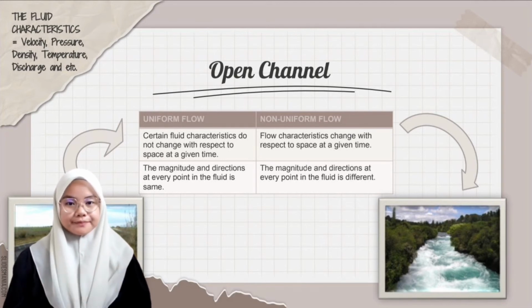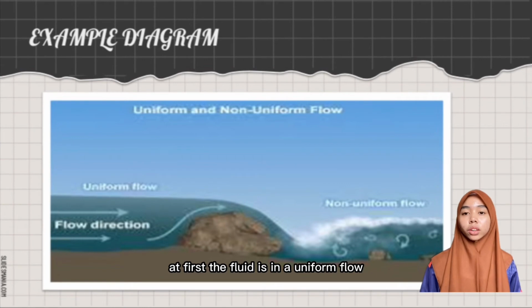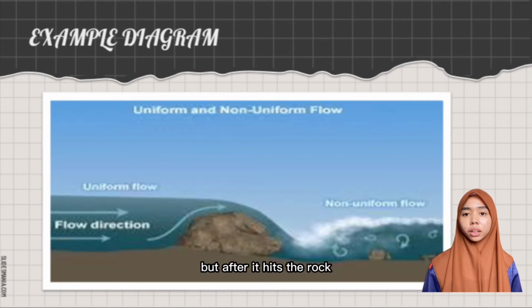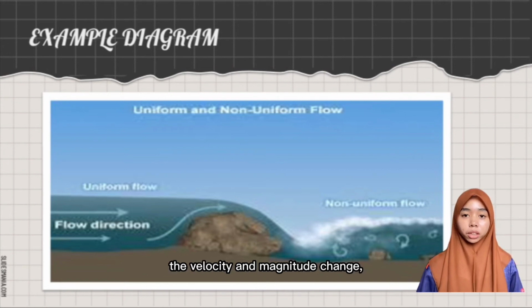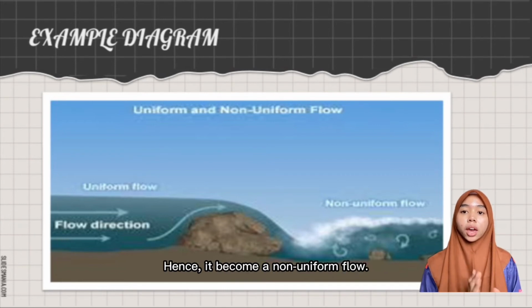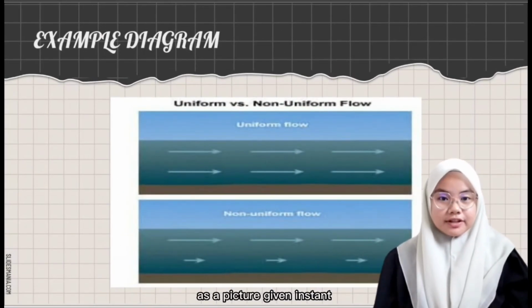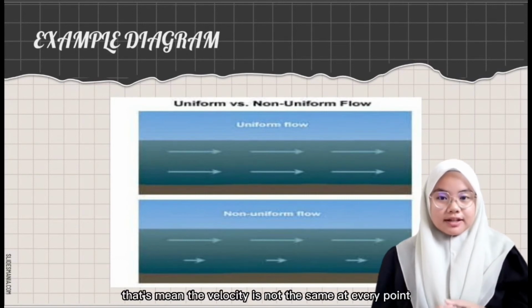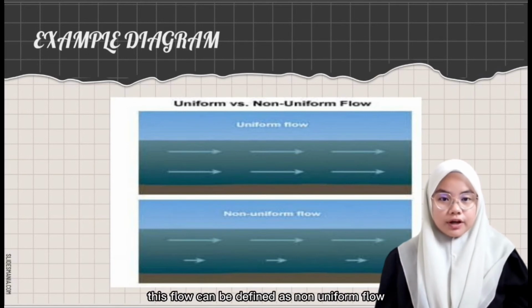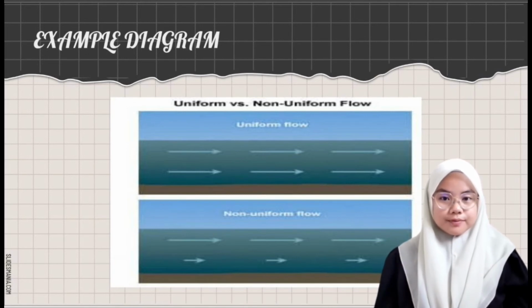At first, the fluid is in a uniform flow when its characteristics such as velocity and magnitude remain the same, but after it hits the rock, the velocity and magnitude change, and the fluid spreads into a different direction. Hence, it becomes a non-uniform flow. As the picture shows, the speed and direction are different at every point. That means the velocity is not the same at every point. This flow can be defined as non-uniform flow.